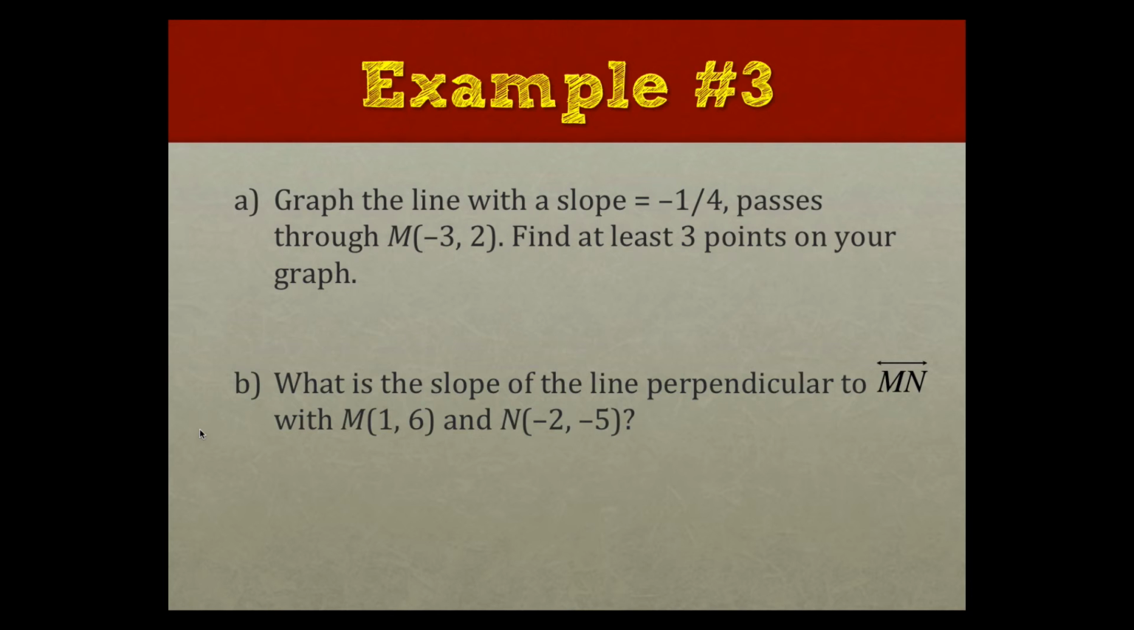So A is not very exciting. However, for B, how do I figure out the perpendicular? Well, you can do what you did before and find the slope of MN. In this case, the slope of MN is 11/3. So therefore, what's the slope of the perpendicular? Negative 3/11. Flip it over, change the sign. It was positive, make it negative. Easy peasy.